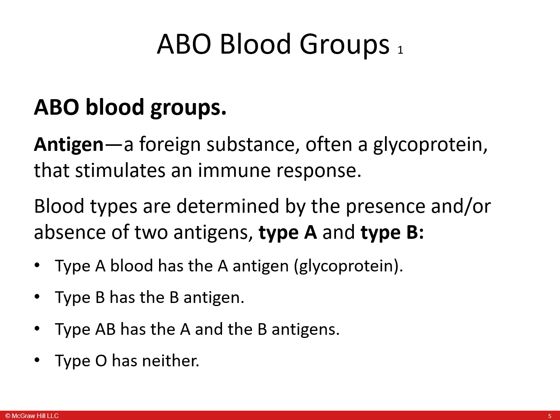A, B, and O blood groups. So an antigen is a foreign substance, often a glycoprotein, that stimulates an immune response. So the blood types are determined by the presence or absence of two antigens, type A and type B. So type A blood has the A antigen, type B has the B antigen, type AB has both the A and the B antigens, and type O has neither antigen.